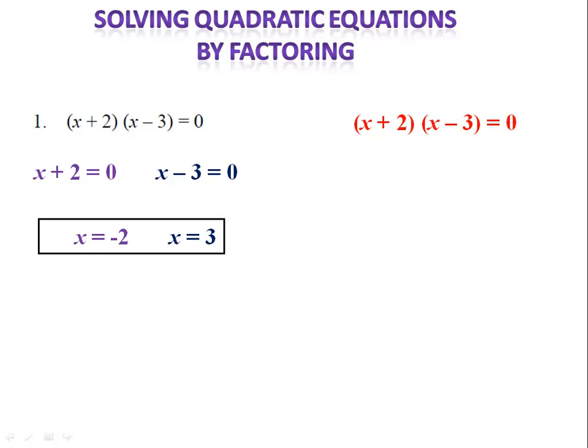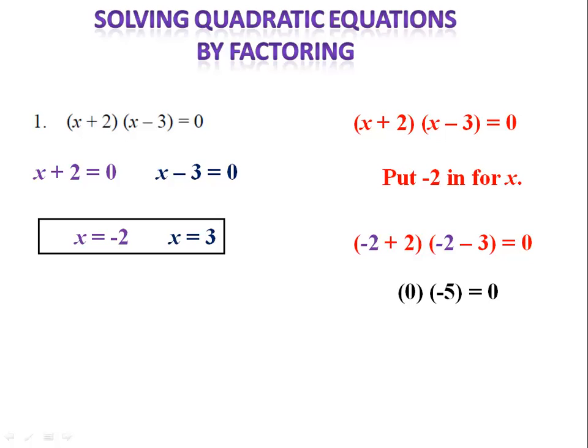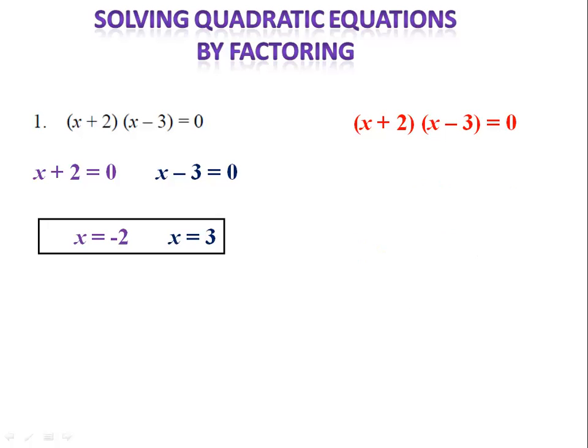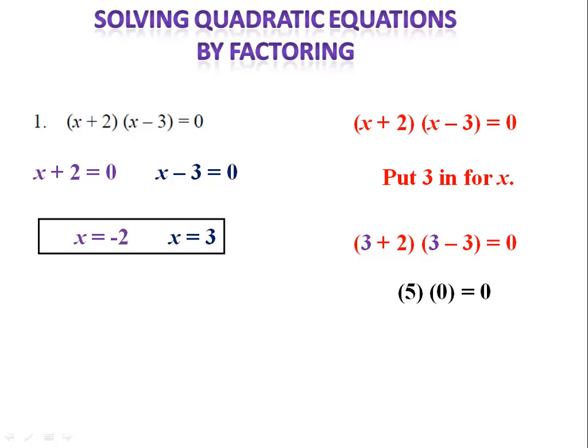Now, what does it mean if we have the solutions? Well, take a look off to the right-hand side here. If I were to plug in negative 2, I would end up with 0 times negative 5. 0 times negative 5 is 0. What about if we used x equals 3? If I plug 3 in, I end up with 5 times 0 equals 0. Notice that because the equation is equal to 0, we call these answers, these solutions, the zeros of the equation.